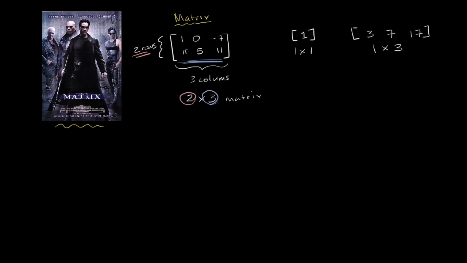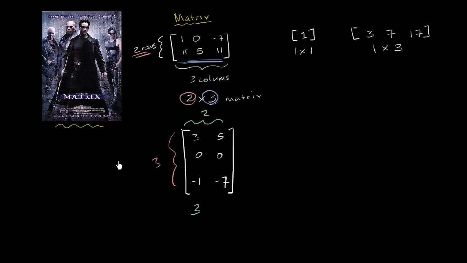I could have a matrix, and I think you see where all of this is going. Figuring out the dimensions of a matrix is not too difficult. I could have a matrix that looks like this, where it's 3, 5, 0, 0, -1, -7. This right over here has 3 rows. So it's 3 rows, and it has two columns. So we would call this a 3 by 2 matrix. 3 rows and 2 columns.